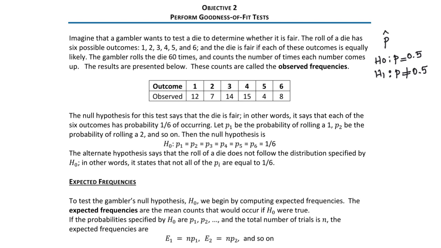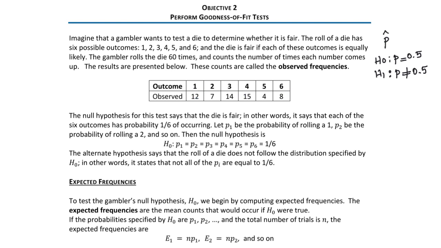For example, imagine that a gambler wants to test a die to determine whether it is fair. The roll of a die has six possible outcomes: 1, 2, 3, 4, 5, and 6. And the die is fair if each of these outcomes is equally likely. The gambler rolls the die 60 times and counts the number of times each number comes up. These counts are called the observed frequencies. This table represents the observed frequencies for 60 rolls of a die. In those 60 rolls, one comes up 12 times, two comes up 7 times, and so on.